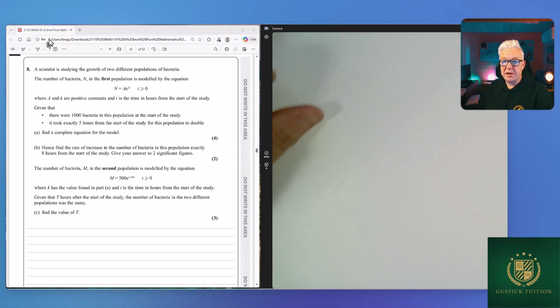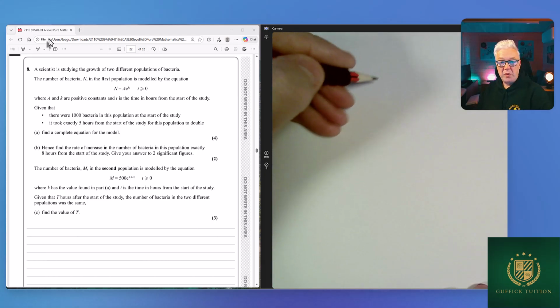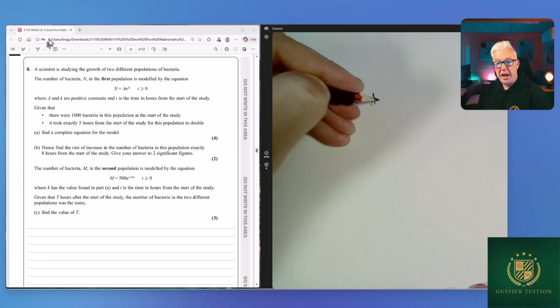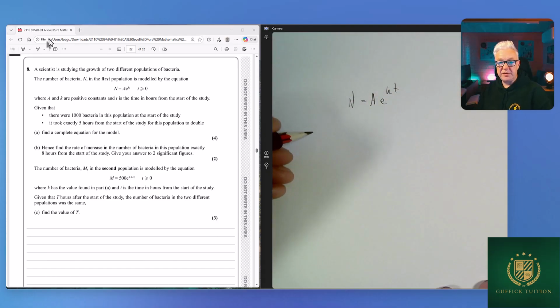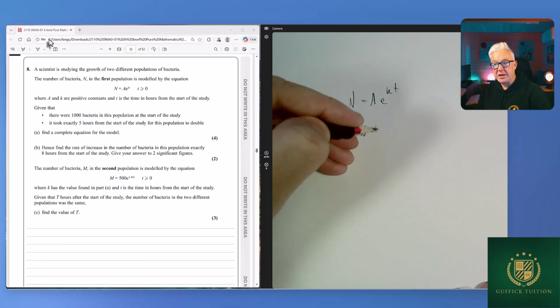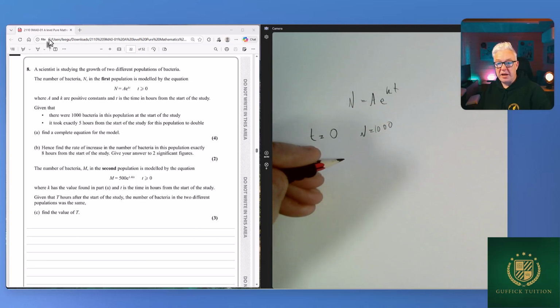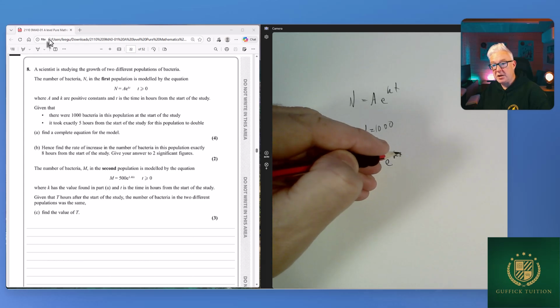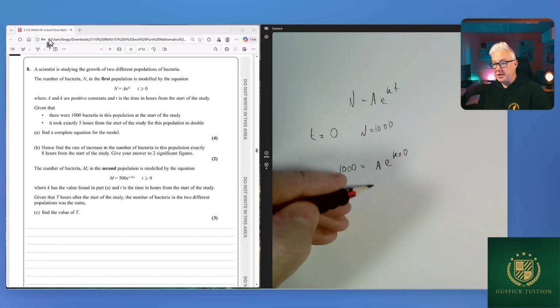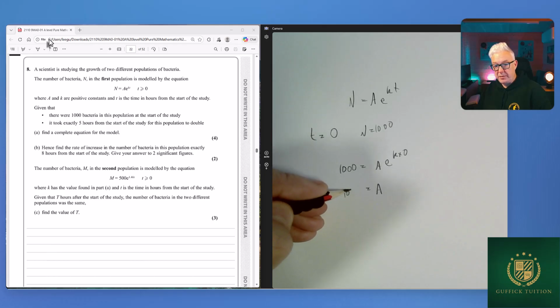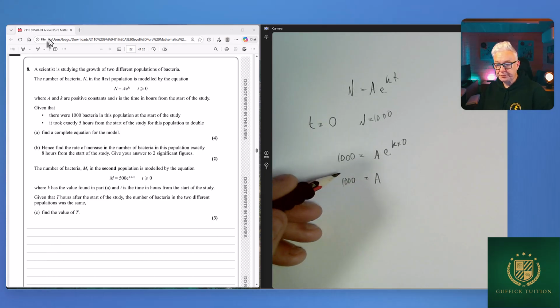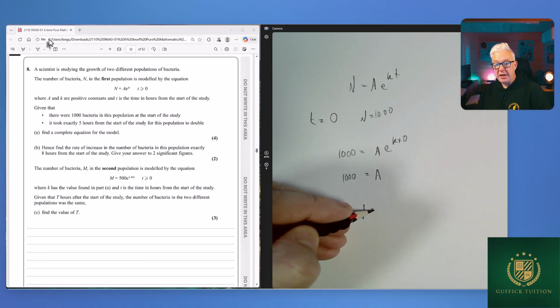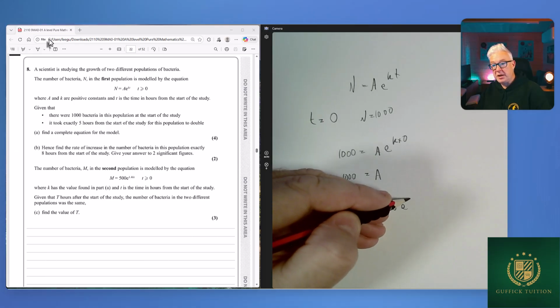Okay, that's really nice. So let's start off by writing down what we've got. We're told that n is equal to a e to the kt. So first of all, let's sub in our boundary conditions. We're told that initially, which means that when time is equal to 0, the number of bacteria was 1,000. So we can sub that in straight away. So 1,000 is equal to a times e to the k times 0, which is just going to be e to the 0, which is going to be 1. So a is going to be 1,000. Okay, that's great. So that means that our model now is n is equal to 1,000 e to the kt.